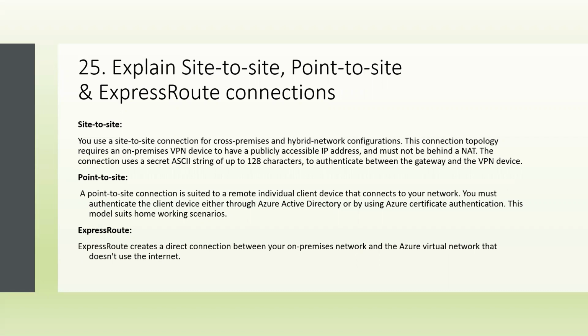Explain site-to-site, point-to-site, and ExpressRoute connection. Site-to-site connection. You can use a site-to-site connection for cross-premises and hybrid network configuration. This connection topology requires an on-premises VPN device to have a publicly accessible IP address and must not be behind a NAT. The connection uses a secret ASCII string of up to 128 characters to authenticate between the gateway and the VPN device.